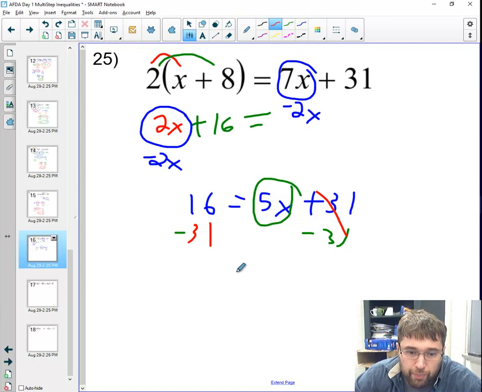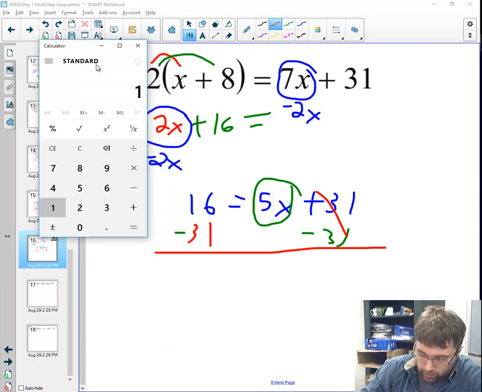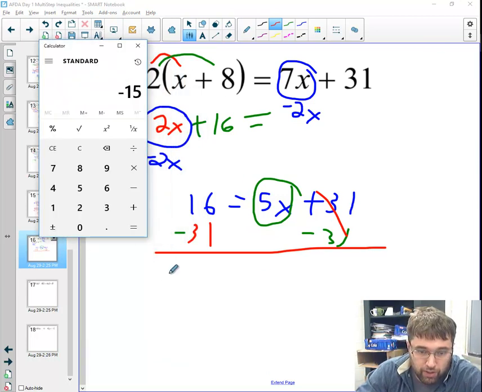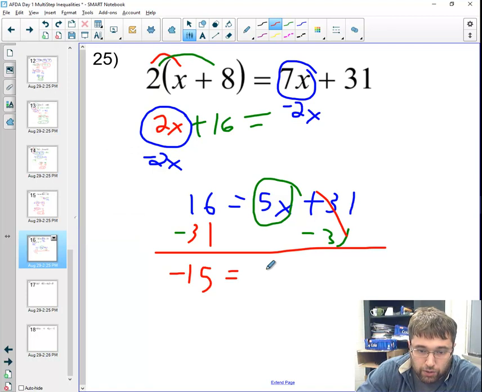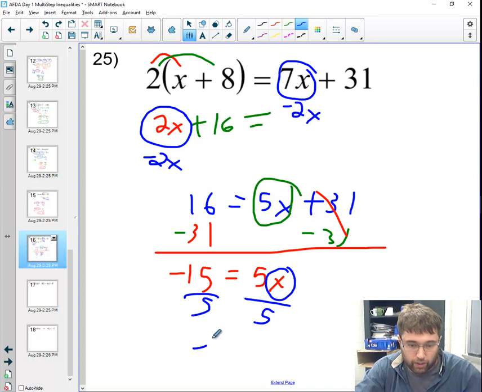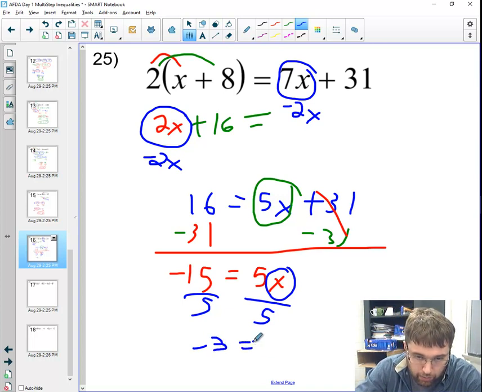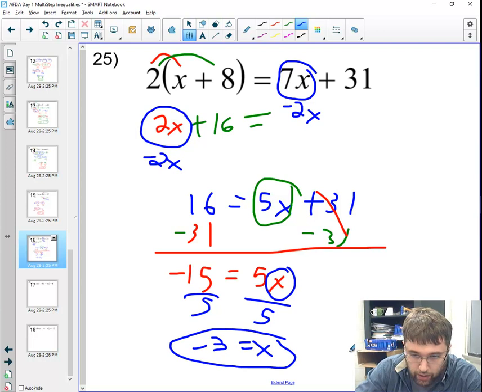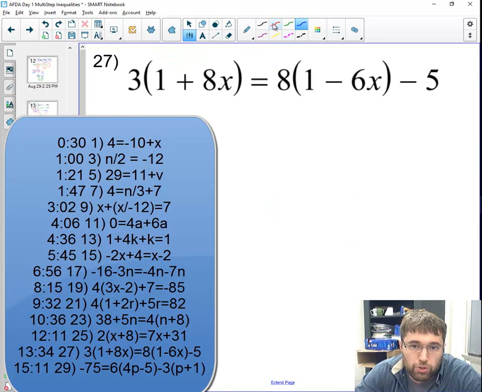So I'm going to subtract 31. And I get, let's just open up a calculator because I'm lazy. 16 minus 31 equals negative 15 equals 5x. So we circle the variable, take care of the hater, divide by 5. And I'm going to get negative 3 equals x, and that's our answer. And again, remember, you can always write it as x equals negative 3. It's the same thing. You don't have to do this, though. Both answers are acceptable. And second to last problem, we're in the home stretch here.